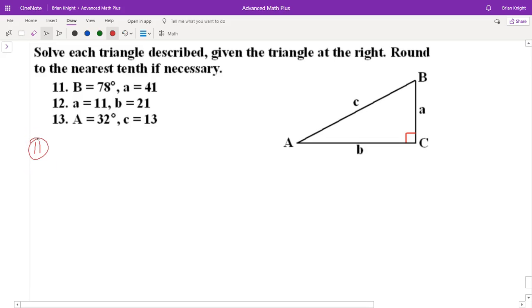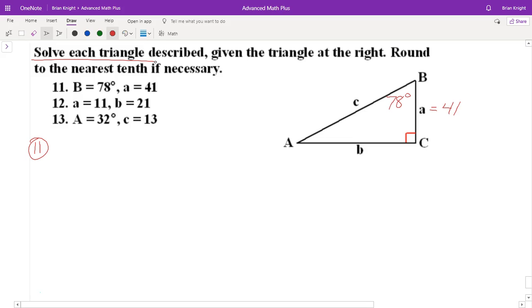Label my parts. It says angle B is 78 degrees, and A is 41. Now, when it says solve each triangle, that means you're finding everything that you don't know. Okay? So how many sides does a triangle have? 3. How many angles? 3. You're finding all the sides and all the angles with the information they've given you.